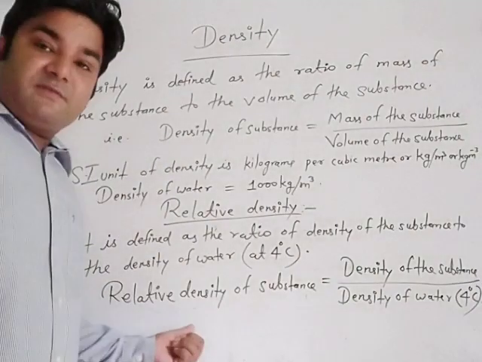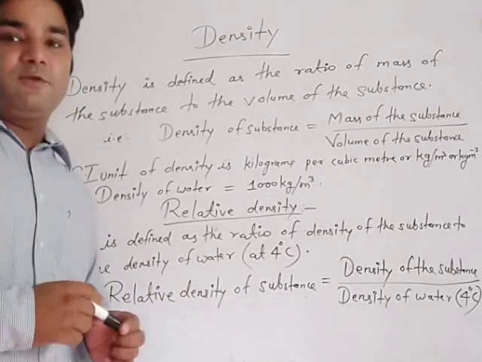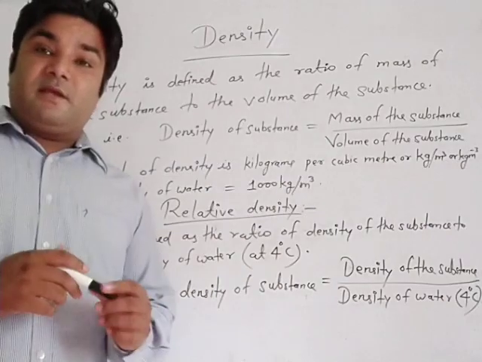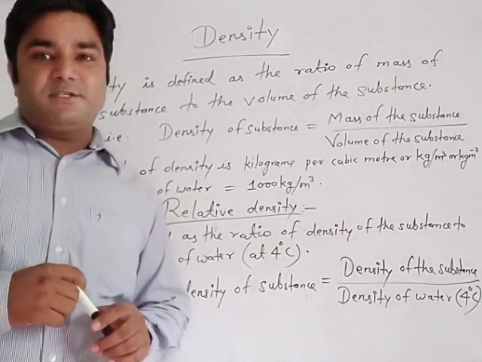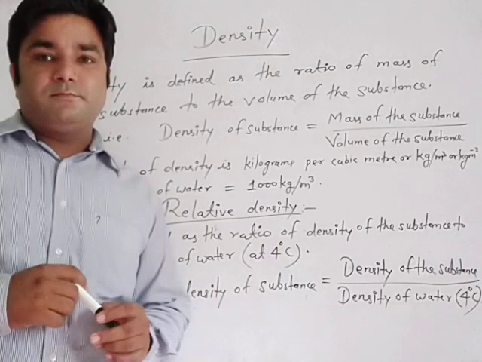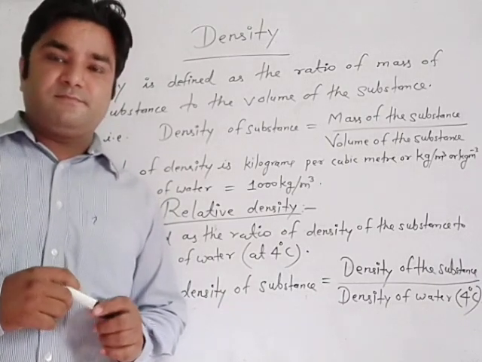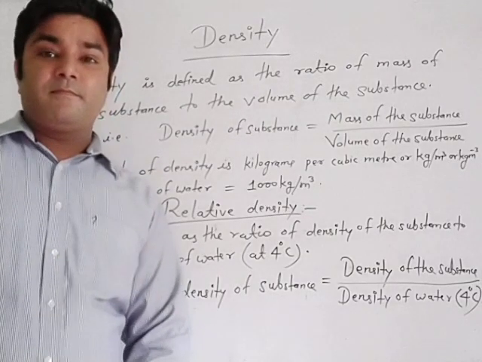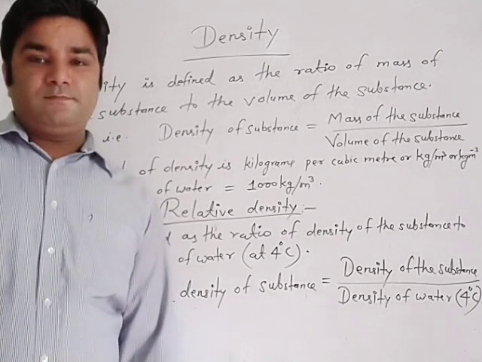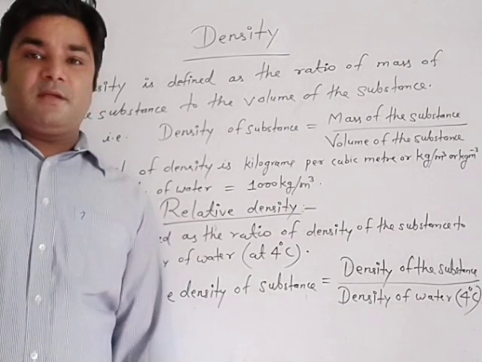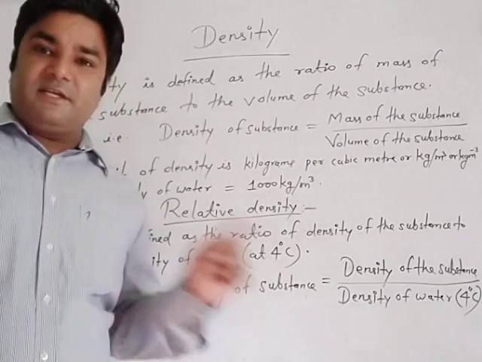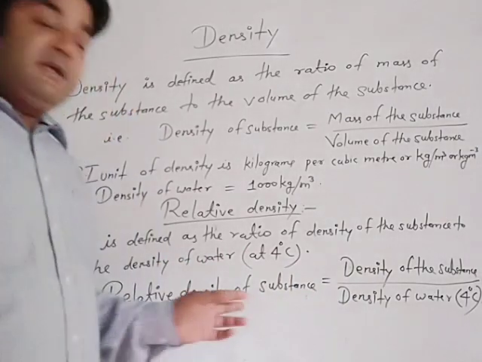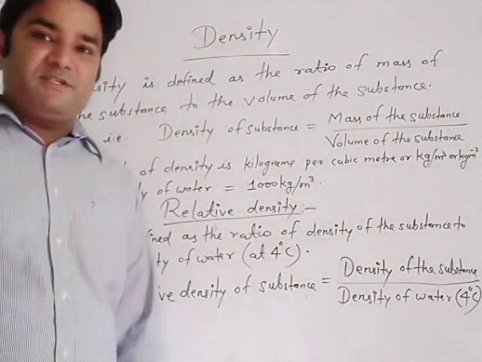With the help of relative density of a substance, we can calculate in an accurate way the density of the substance. Suppose a statement is given, the relative density of mercury is 13.6. Whenever it is density, then kg per meter cube, and whenever it is relative density, then there must be no unit. It means the relative density of mercury is given as 13.6 only.